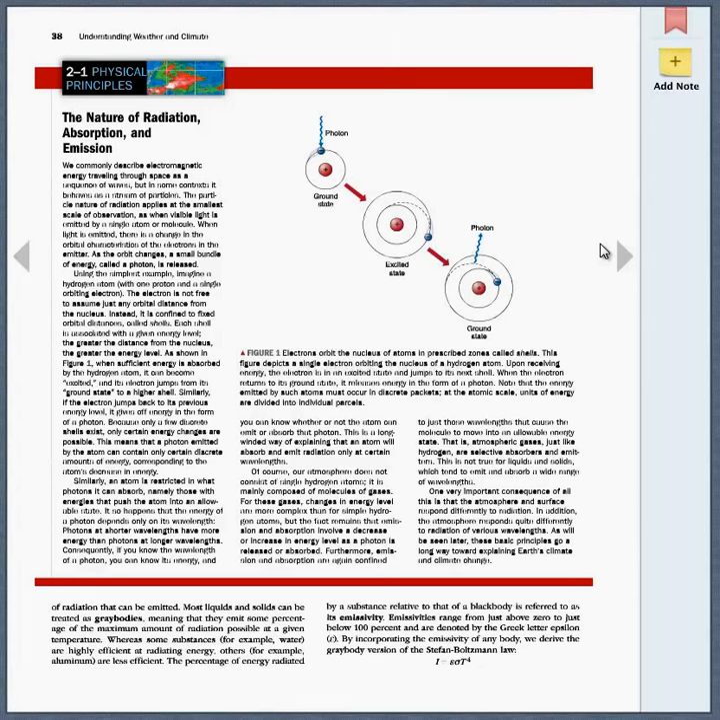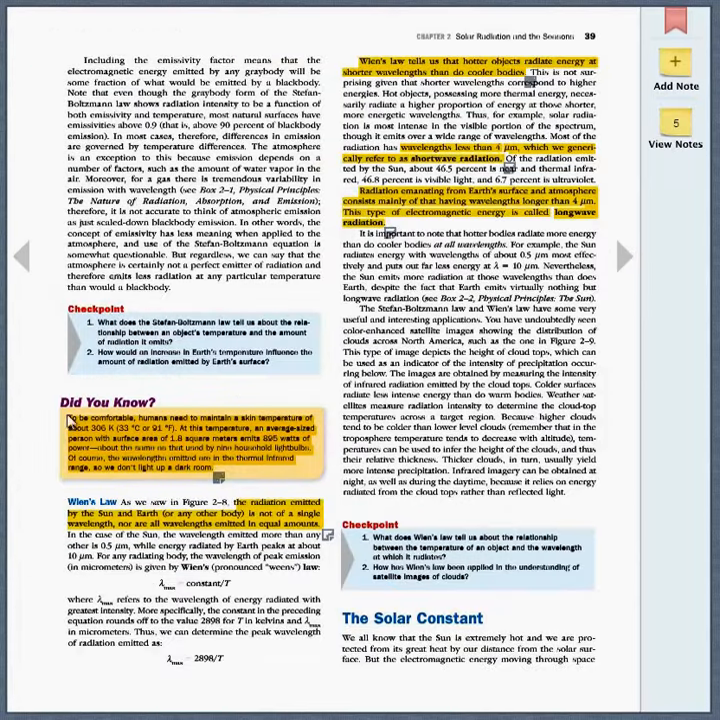Let's move on to page 39. I'm going to skip page 38. On page 39, you want to know about the "Did you know." It says to be comfortable, humans need to maintain a skin temperature of about 33 degrees Celsius or 91 degrees Fahrenheit. You want to read through that and understand that.